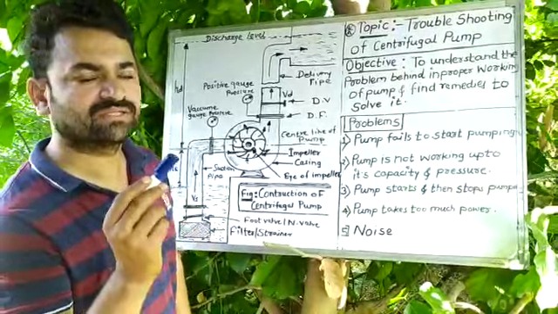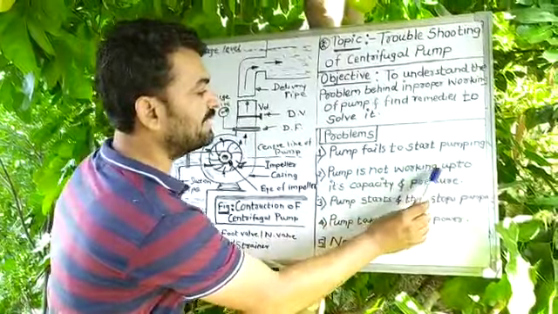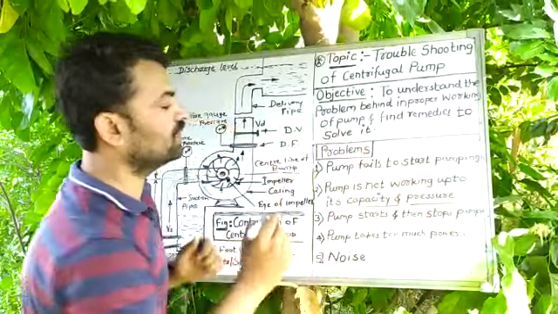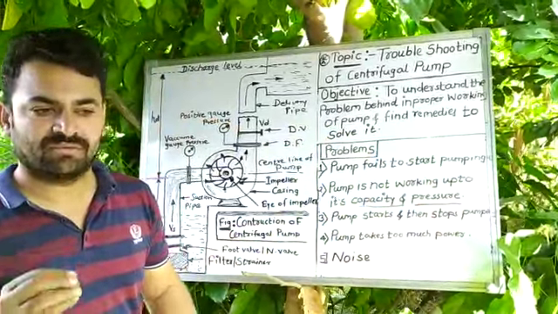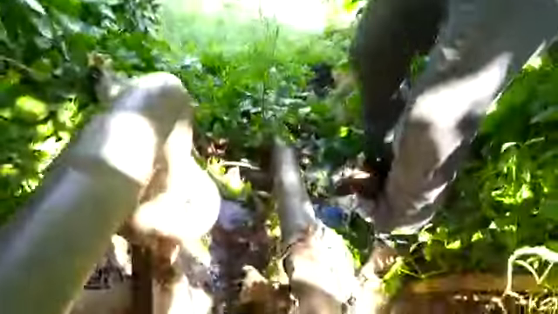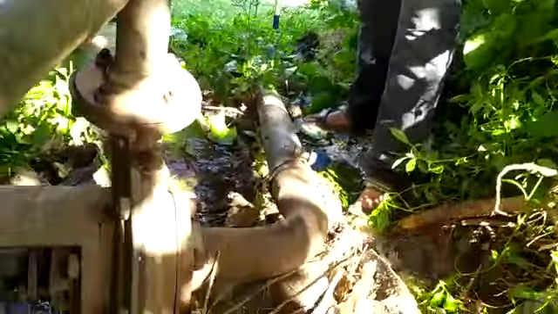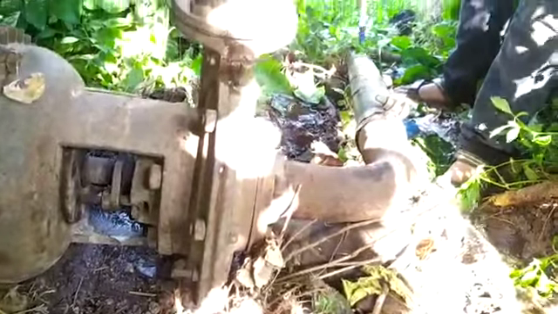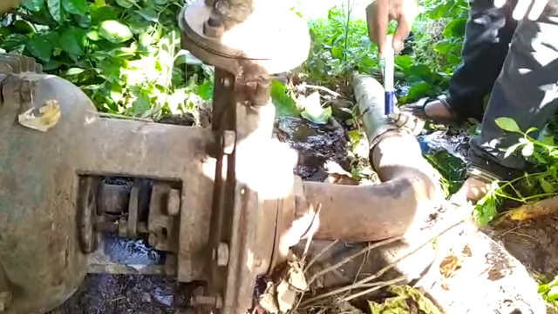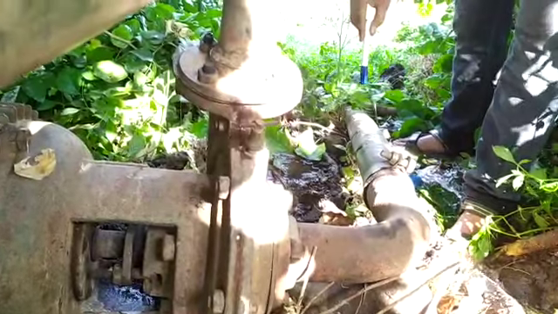Now we move towards the second problem. The second problem is a very important problem, that is, the pump is not working up to its capacity pressure. For this problem there may be 2 reasons. The first important reason is the suction pipe: if there is any leakage, if a small hole is there in the suction line, the pump is not able to discharge or the pump does not work up to its capacity. So try to find out the leakage. If there is a leakage, try to remove it, and the problem will be solved.